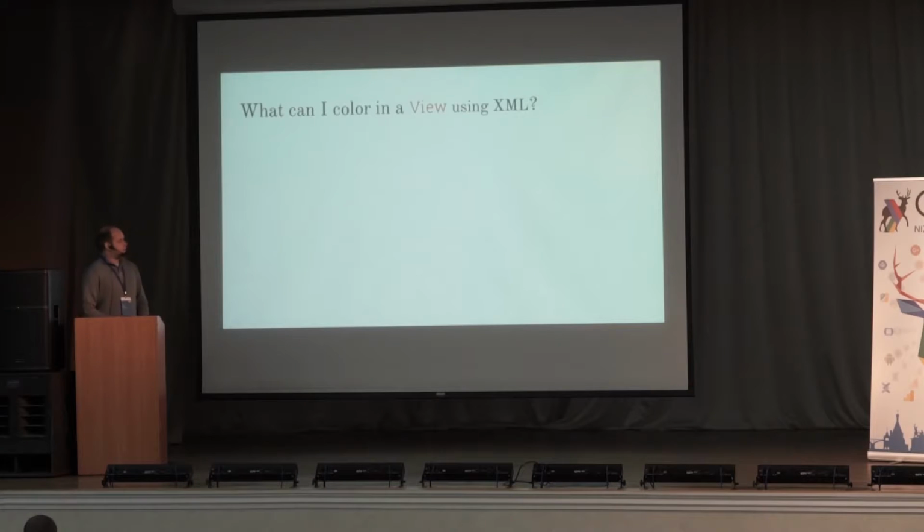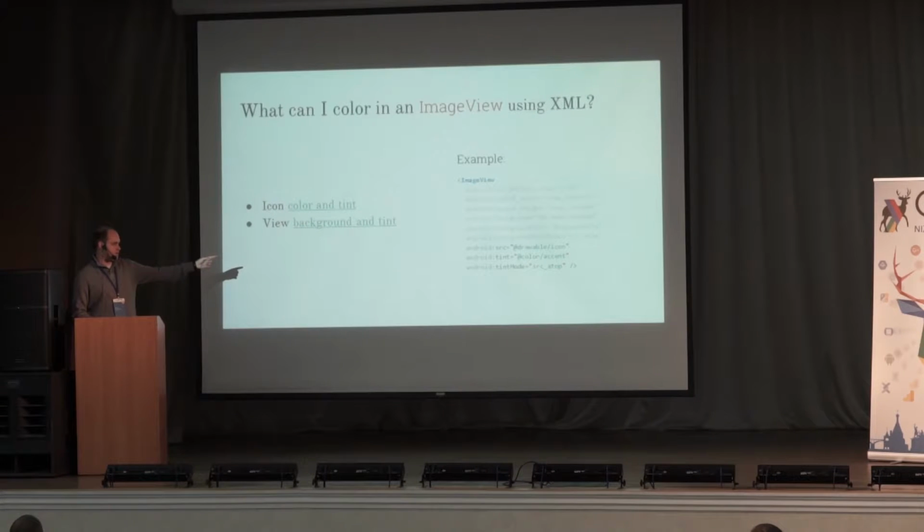And then I'll go over a couple of these just to see what XML offers for styling and coloring. So for View, it's basically background and tint. I will have a couple of slides about the tint mode, so ignore that for the time being. With background, you can put an image, you can put a color. That's for the basic view. And then for an ImageView, you have one more thing. That's the icon, the main icon. You can still color background and tint. That comes from the View, but the source, tint and tint mode come from the ImageView.